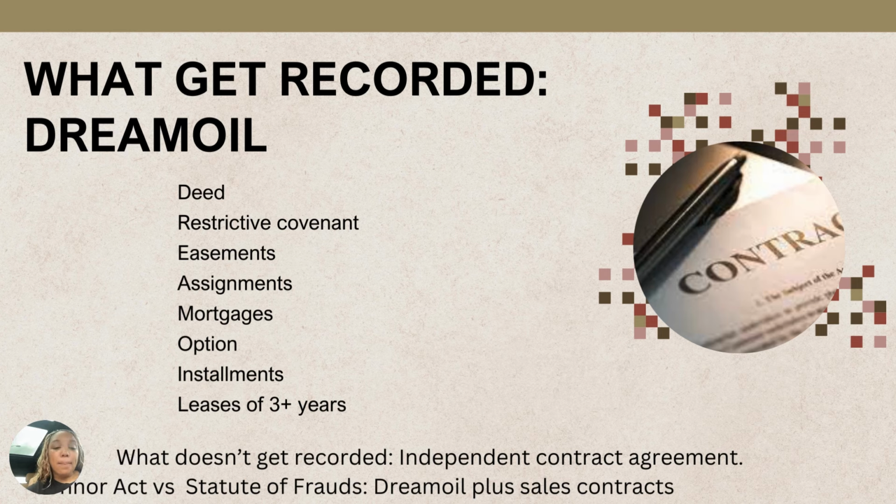Now, sidebar, North Carolina people, you have the Connor Act. So with the Connor Act, you have all of this. However, when it comes to statute of frauds, this is everybody. When it comes to statute of frauds, you're going to use DREAM OIL plus the sales contract. So when they ask what's needed in statute of frauds, it will be DREAM OIL, because it's deed, restricted covenant, easement, assignment, mortgage, option, installment, lease of 3+ years, and sales contracts. Okay, so just make sure you guys know that this is what DREAM OIL is, what needs to be recorded, but DREAM OIL plus sales contracts is for statute of frauds if they ask what documents are considered in statute of frauds.